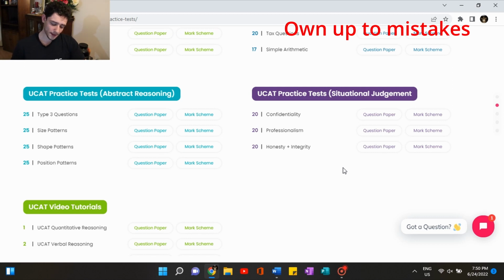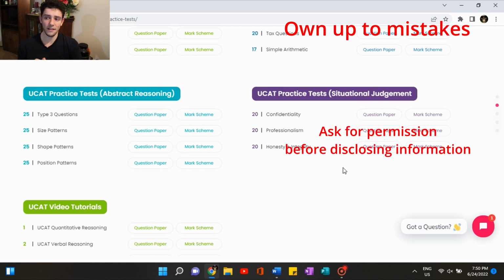And I only have one more point. So if you need to disclose information, it's very important to get the patient's permission first and explain thoroughly what information you're disclosing, the reasons behind it, and who you are telling.